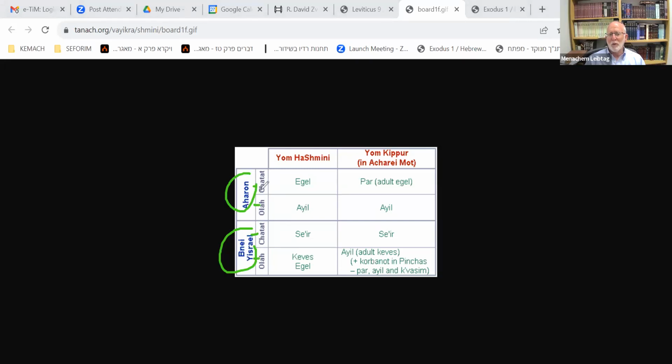Okay? Aaron on Yom HaShmini brings an egel, which is a baby par, for chatat and ayil olah. On Yom Kippur, the same thing. It's just an adult egel. It's a par now. Bnei Yisrael bring a sair lechatat. On Yom Kippur, they bring a sair lechatat. And the olah, if I follow, here's the keves and egel, but if we use the korbanot in Parshat Pinchas, we have all those as well. We have eilim, kevasim, and parim as well for the burnt offering.